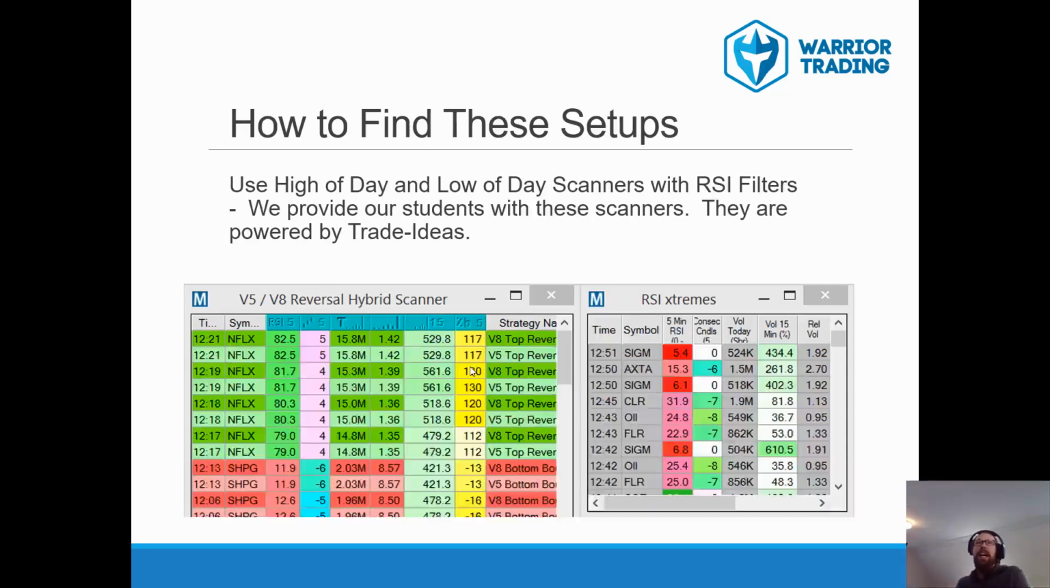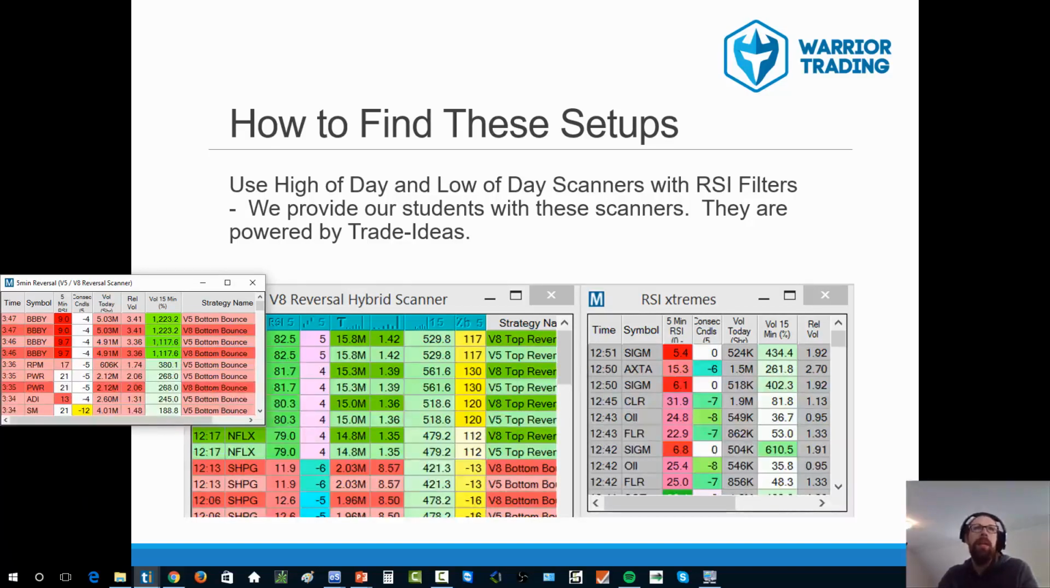Okay, so to find these setups, we use our simple high-of-day and low-of-day scanners with RSI filters. Now, in Class 9, I'm going to walk you through actually setting up these scanners, how to build them, and I'm going to share with you all of my settings. But for right now, I'll just pop this over here and pull up one of my scanners. This is one of my scanners from today.